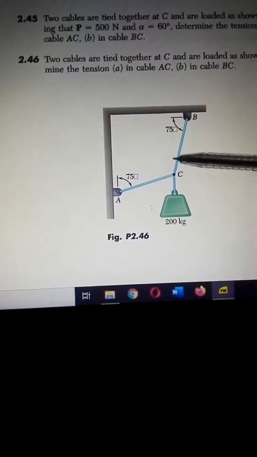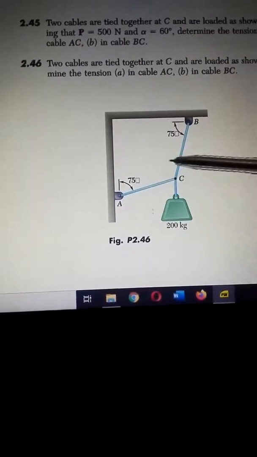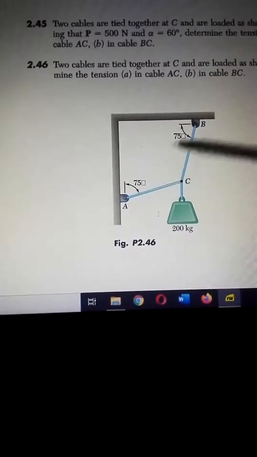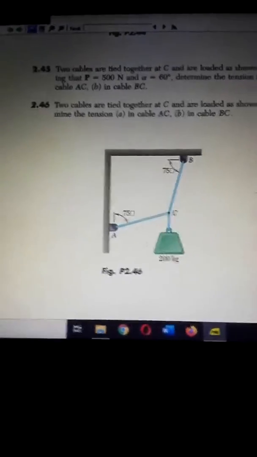three forces. We draw the free body diagram, and from the free body diagram we produce our first triangle, and from the first triangle we get the unknowns involved. Alright, so that's what we want to do now. We start with the free body diagram.